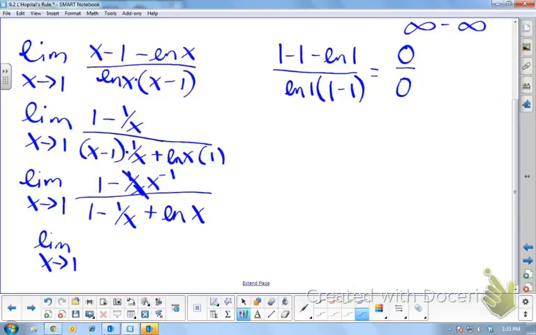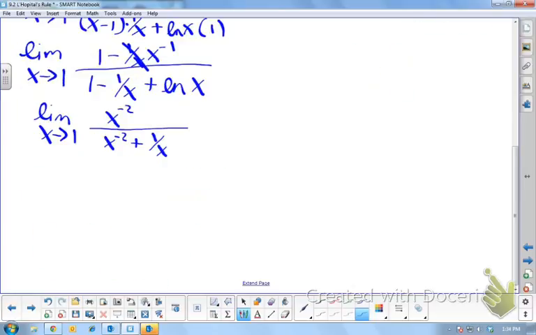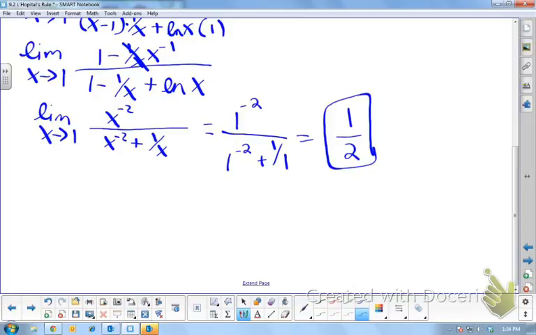x to the negative 2, because it was already negative. So x to the negative second over, same thing down here, x to the negative second plus 1 over x, because the derivative of ln x is 1 over x. So now what's going to happen if we plug in 1? What's 1 to the negative 2? 1. 1 to the negative 2 plus 1 over 1, and we get 1/2.